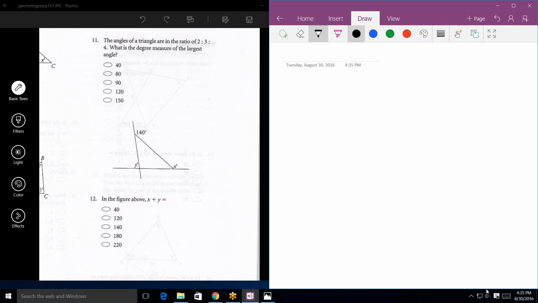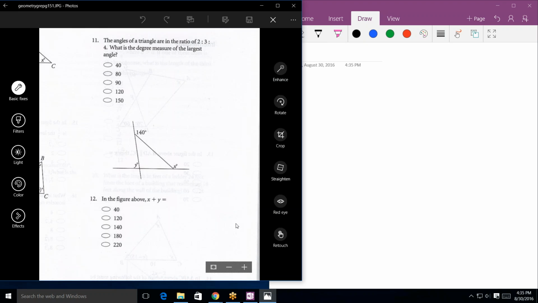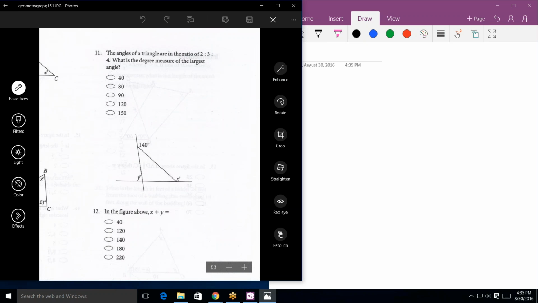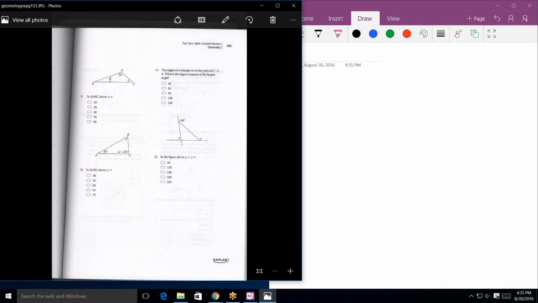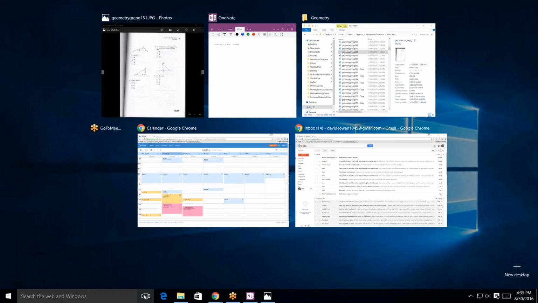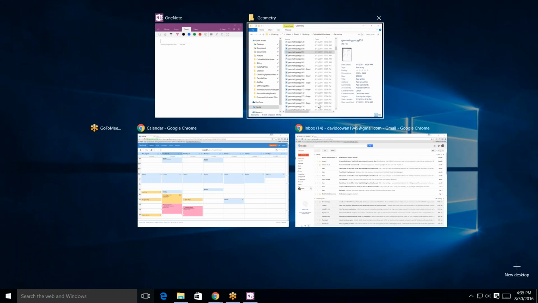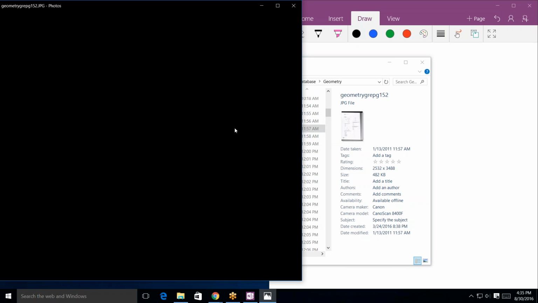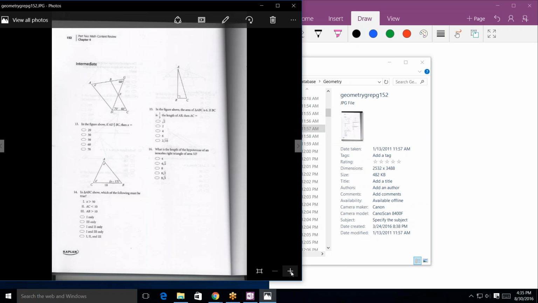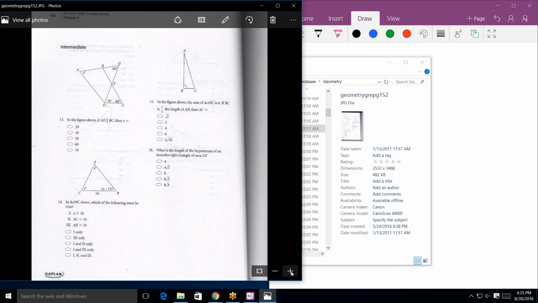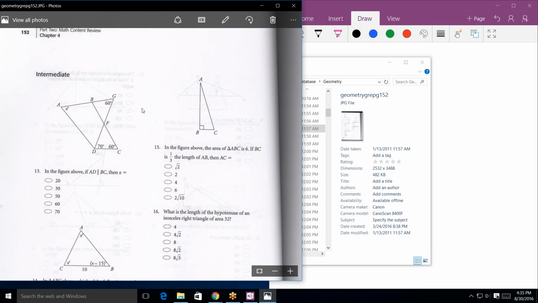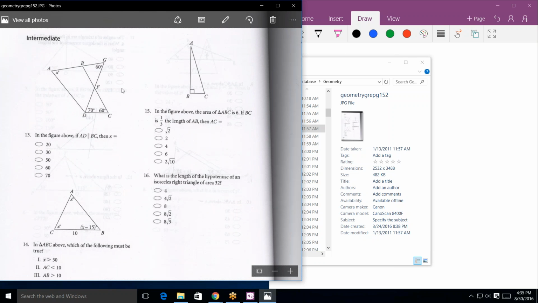All right. Let's see. That is page 151. That was basic. This is intermediate. Okay.